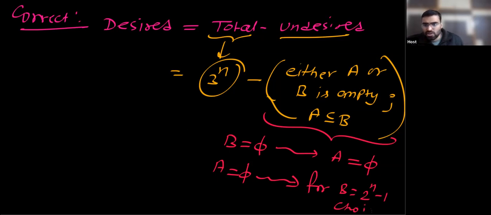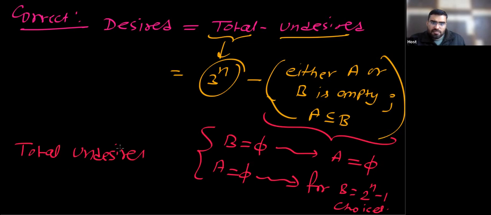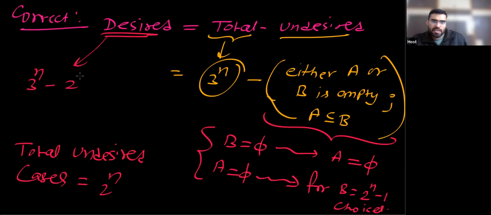This can be any subset other than the empty set. So total undesired cases is equal to 2 power n. Yes or no? Anyone has any doubt in this? So total undesired cases are 2 power n. So the final answer will be 3 power n minus 2 power n. Okay, so the desired cases will be 3 power n minus 2 power n.